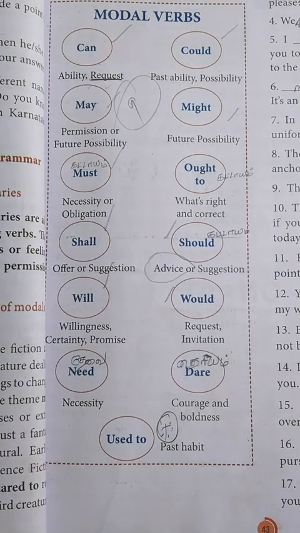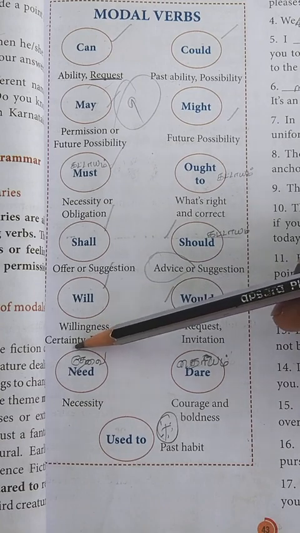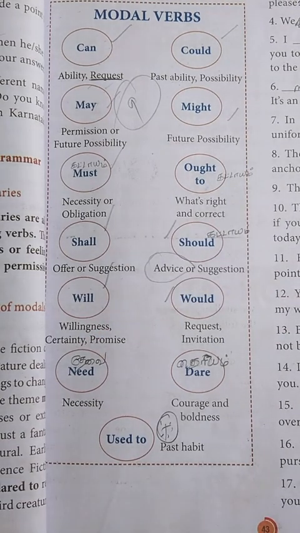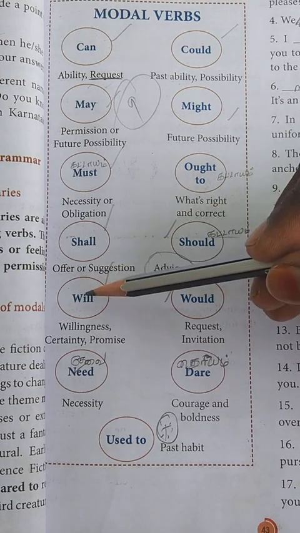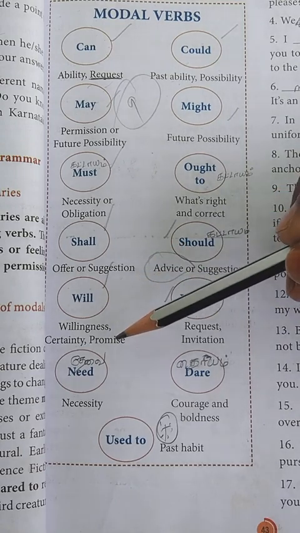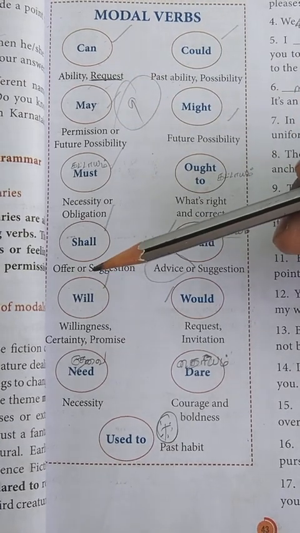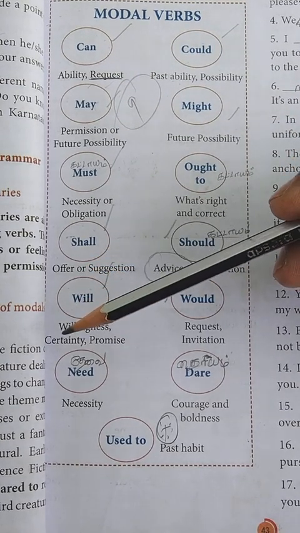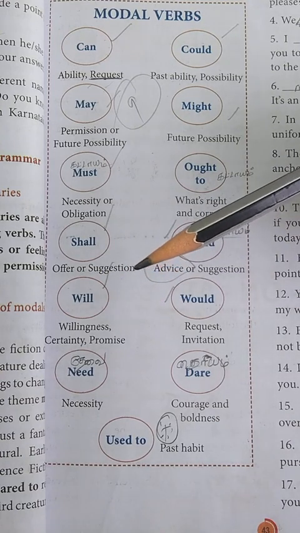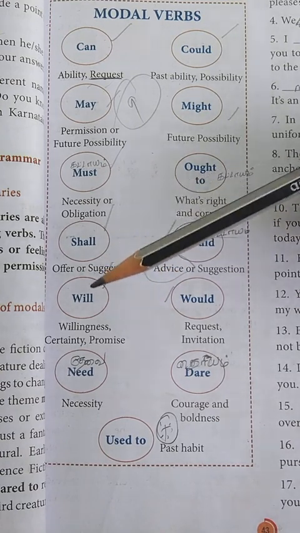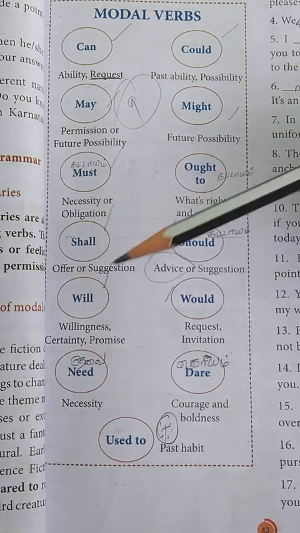Next one comes to will. What is this will? To express a strong determination, that is certainty, promise, willingness. That comes in the future tense. Willingness: I'll go to Chennai. That is your will. I'll go to Chennai and attend my friend's marriage. Certainty: I will get pass. I will get a seat. Promise: I will be with you, right? So the modal will carries three usages: willingness, certainty and promise, and moreover it comes in the future tense also, right?